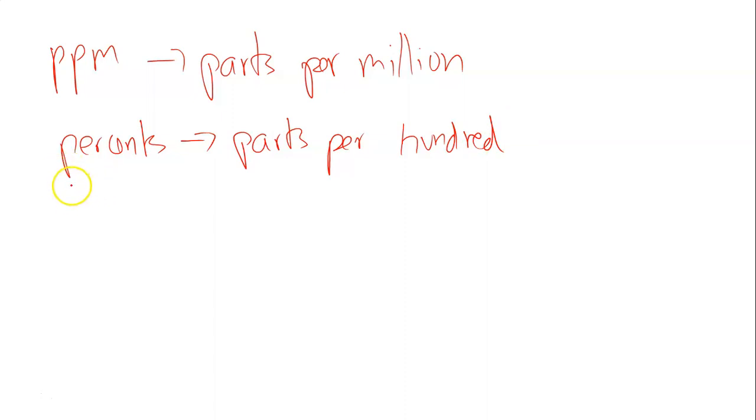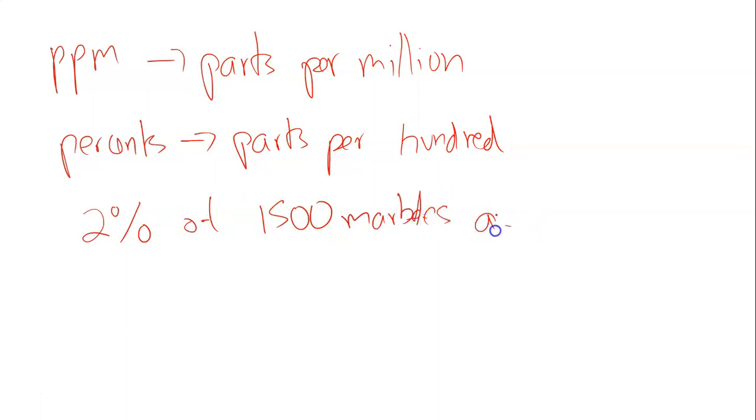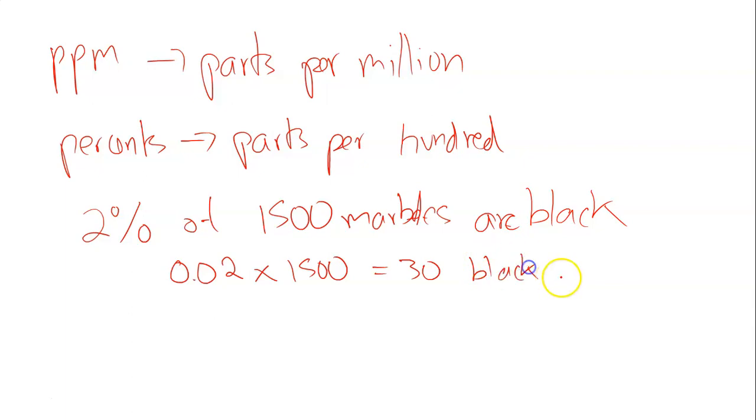If I told you that 2% of 1,500 marbles are black, so you know some things there, right? You have a box with 1,500 marbles in it, and 2% of them are black. You would be able to figure out how many black marbles you have, right? 2% is 0.02, right? That means 2 out of every 100, and you would multiply 1,500 by that, and that would give you 30 black marbles.